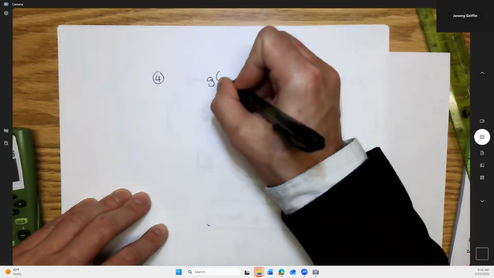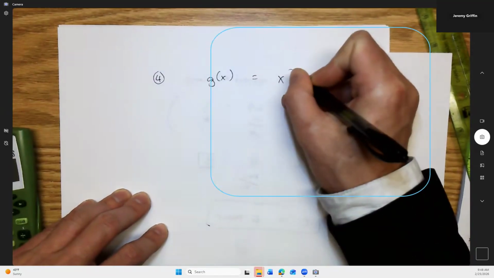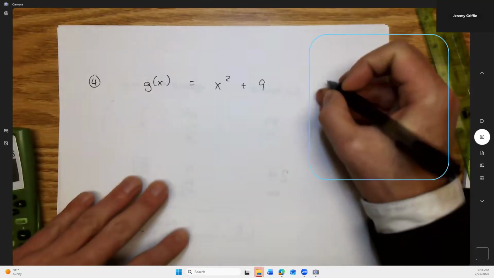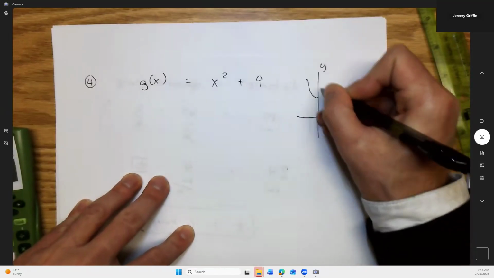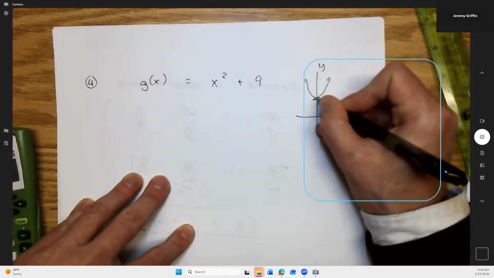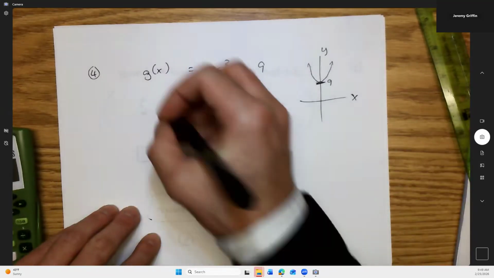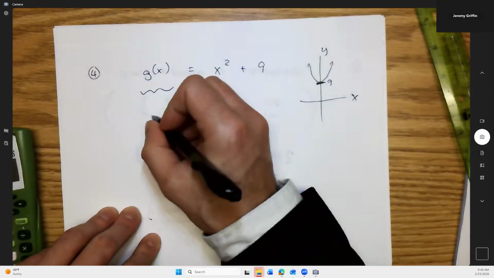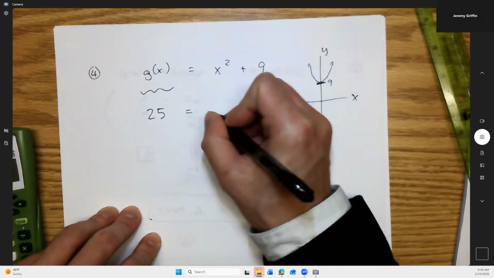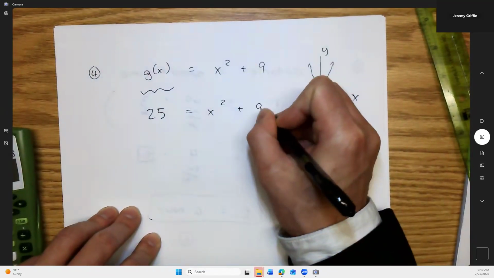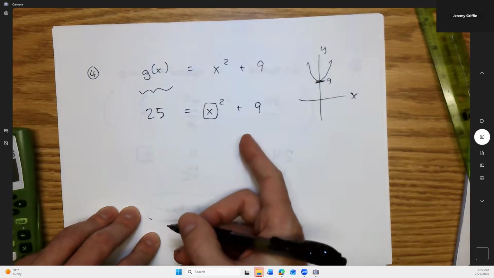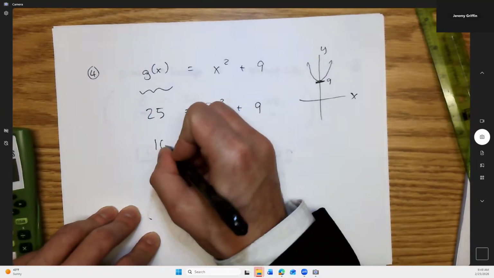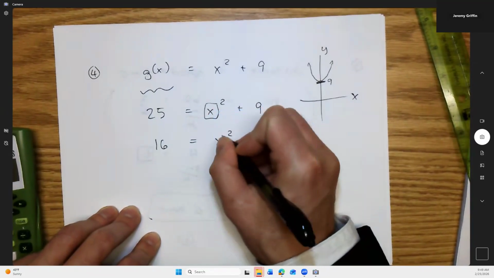So they tell us g of x is x squared plus 9. Again, just for reference, if you had x, y axes, this would be a parabola that goes like this, up here at 9. But they're saying g of x is 25. So what is x? Let's solve for x. Guess what's the first algebra step? Subtract both sides by 9. Yeah, subtract 9. 16 equals x squared.